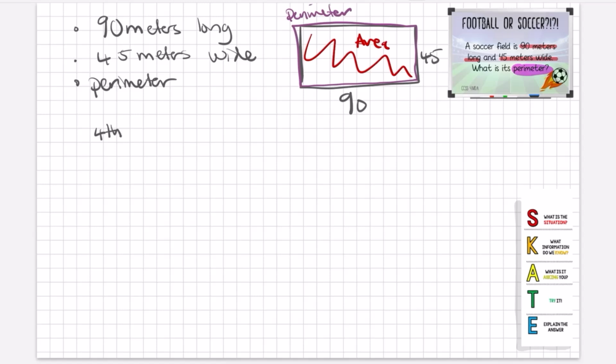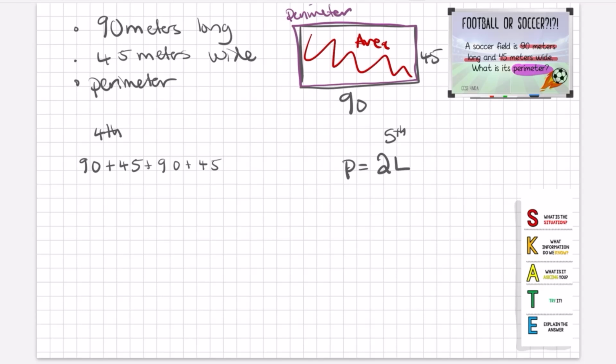We're going to look at a 4th grade and a 5th grade strategy for solving this problem, so you'll get to see it 2 different ways. 4th graders might add 90 plus 45 plus 90 plus 45, because remember we need both the lengths and both the widths. There are 4 sides to a rectangle.